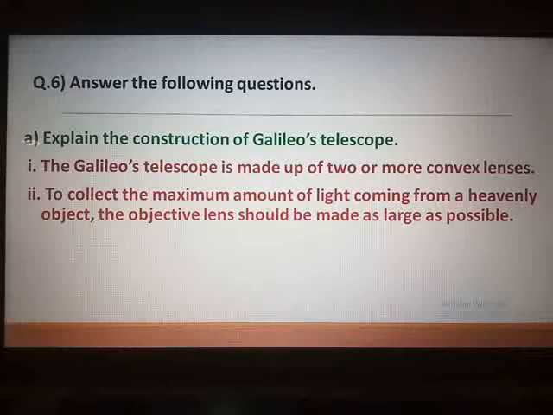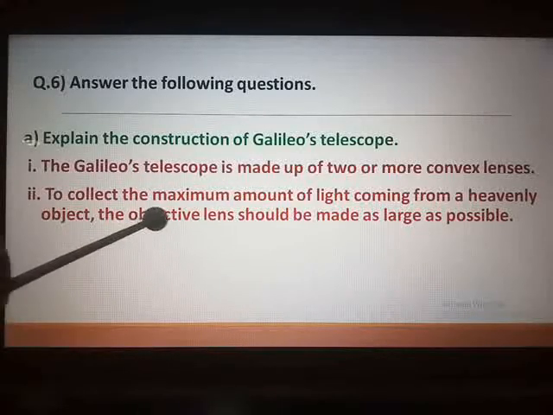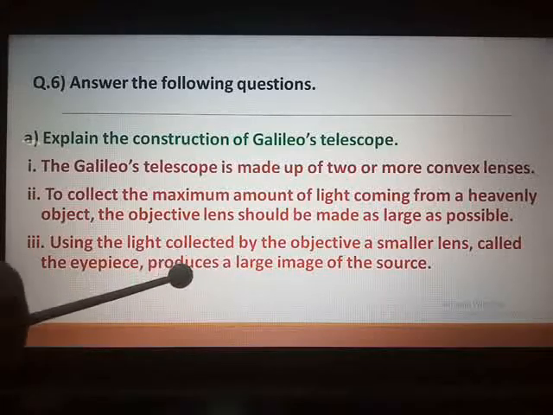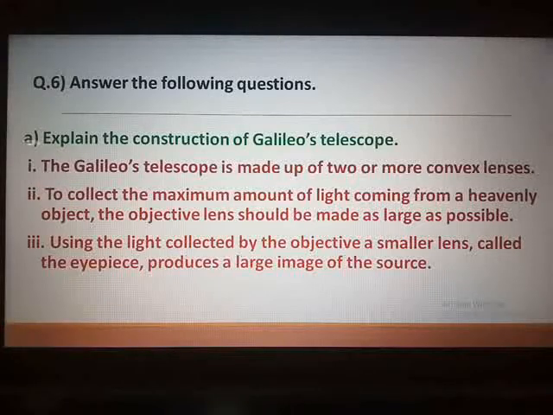Point number 2, you can mark in the second paragraph, third line, is your second point in the same paragraph. To collect the maximum amount of light coming from a heavenly object, the objective lens should be made as large as possible. Third, using the light collected by the objective, a smaller lens called the eyepiece produces a large image of the source. Point number 1, you have to add there somewhere.